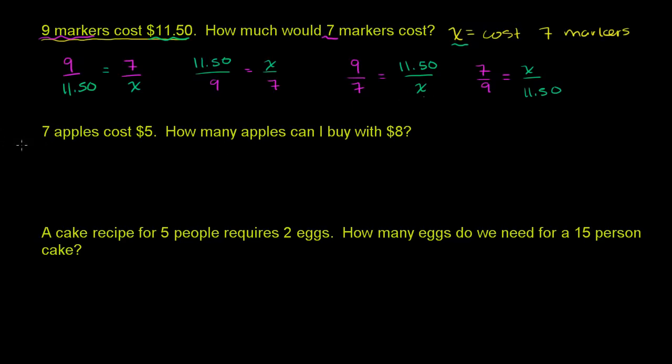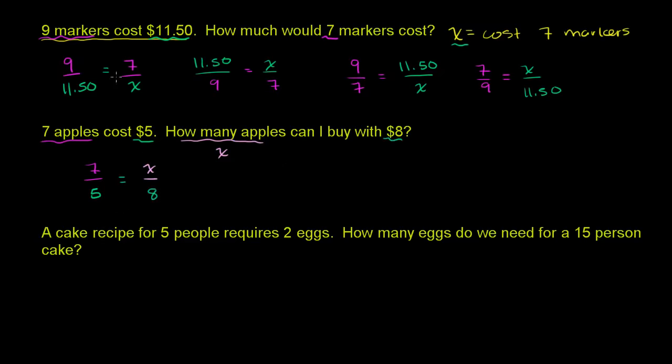So let's do this one right over here. 7 apples cost $5. How many apples can I buy with $8? So we're going to assume that what they're asking is, how many apples? Let's call that x. x is what we want to solve for. So 7 apples cost $5. So the ratio between the number of apples, 7, and the cost of the apples, 5, is going to be equal to the ratio between another number of apples, which is now x, and the cost of that other number of apples, and it's going to be $8.